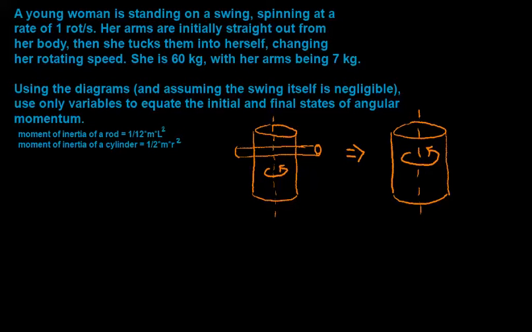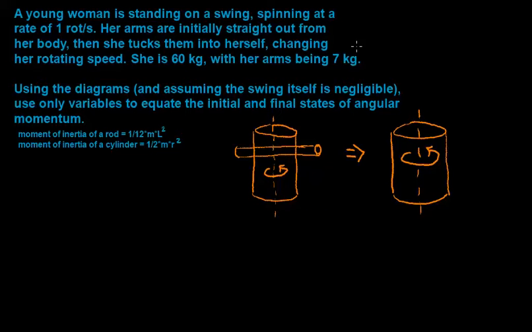So we have a problem here that says that we have a young woman standing on a swing, and she's spinning at a rate of 1 rotation per second. Her arms are initially straight out from her body, but then she tucks them into herself, changing her rotating speed. She is 60 kilograms altogether, but her arms are 7 kilograms separately.